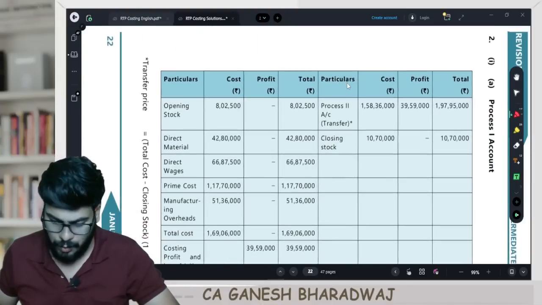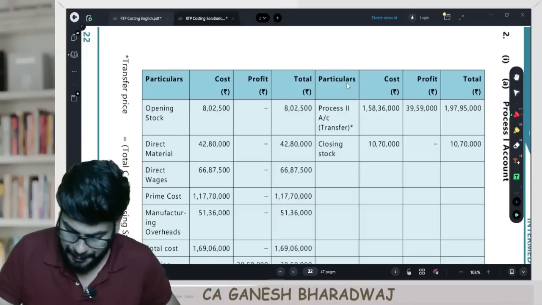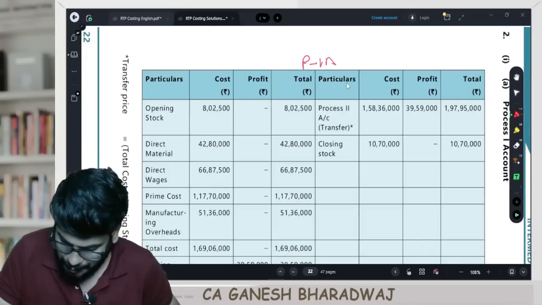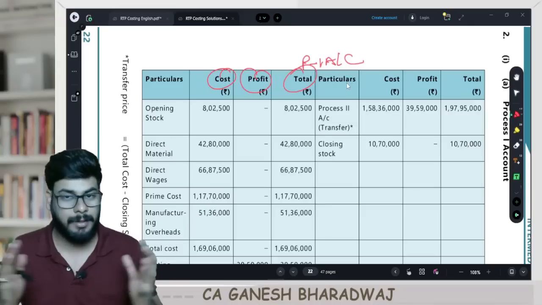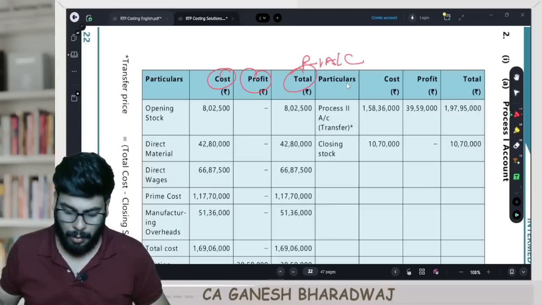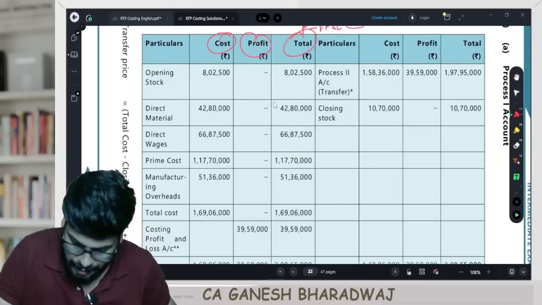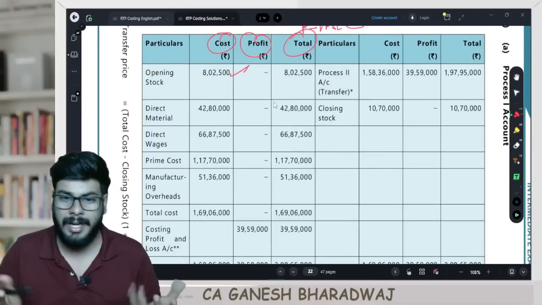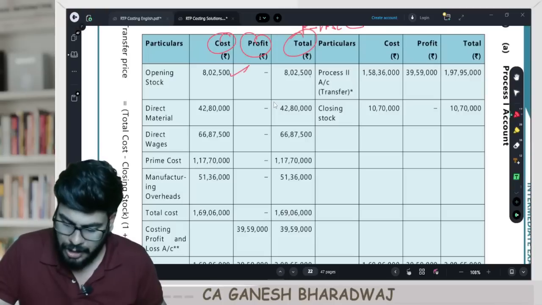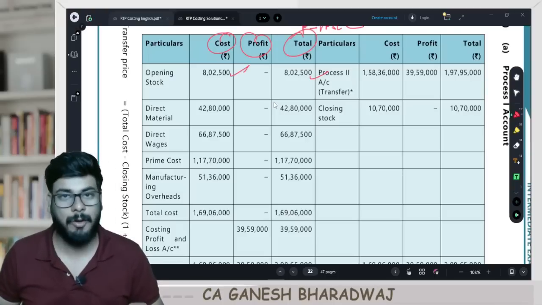Now, first process one account, as I told you guys. You need to have a cost, profit, and a total column. 3 columns you need to maintain. Now, opening stock, this figure is given as 8,02,500. Please have the question with you, right? There is no profit inside of it, so that's going to be coming in your total column.